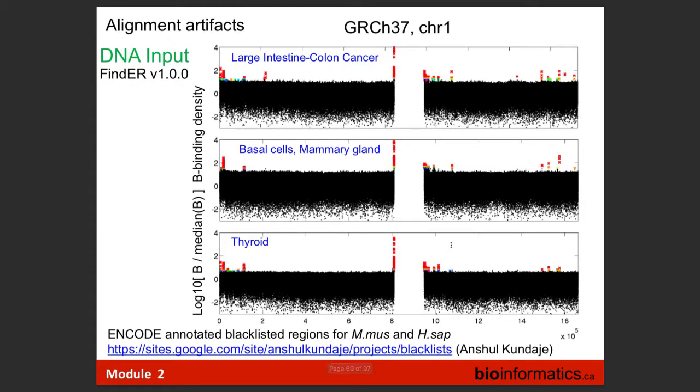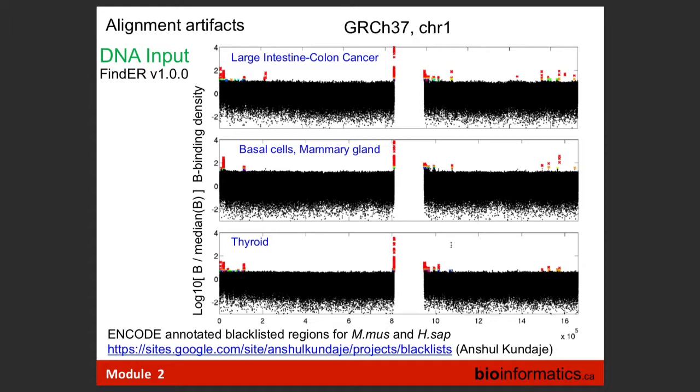And why is it dangerous? Because having those, we will make a mistake. We will erroneously call places which are enriched. Although there are not that many, maybe several thousand genome-wide, and they are less than 1% of the genome, they are very persistent and very consistent between different experiments. So we can have false discoveries by not removing those artifacts.